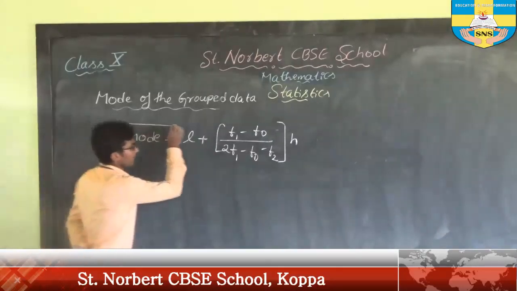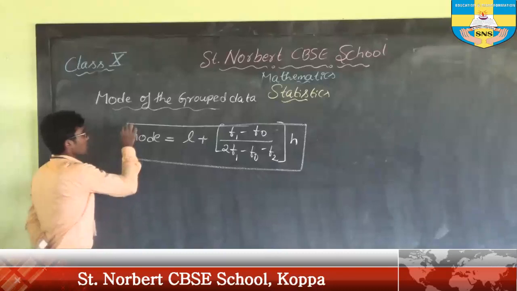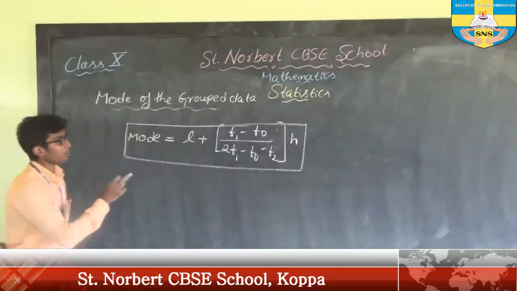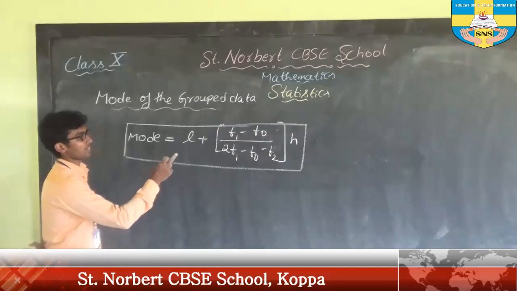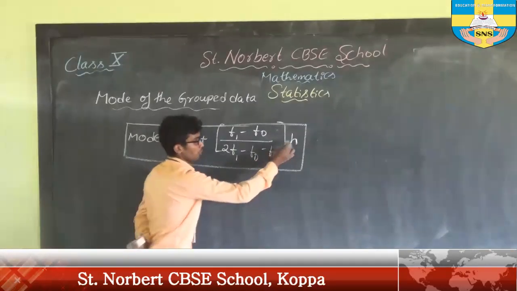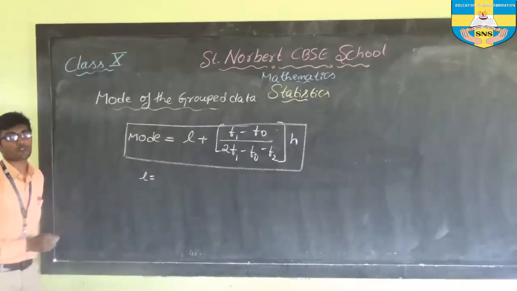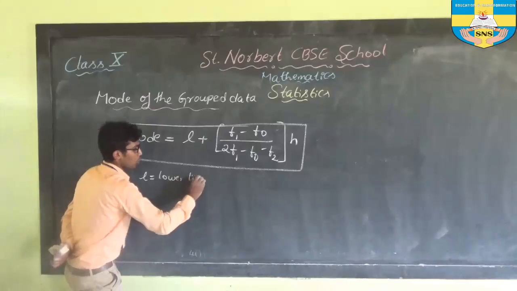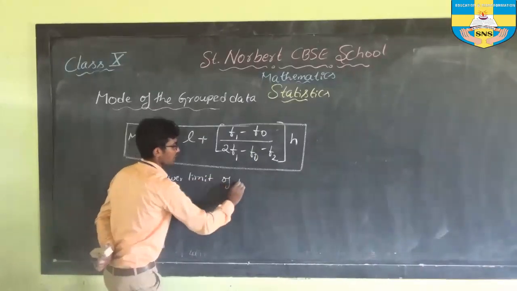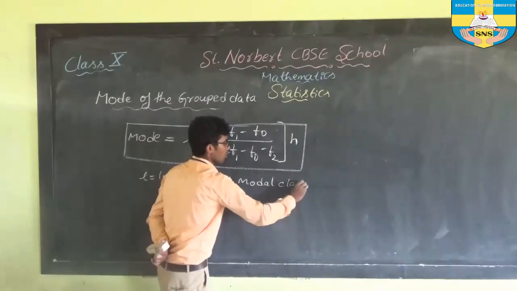Look at this formula again. You have to be very careful when you are writing this formula. Mode = L + ((F1 - F0) / (2F1 - F0 - F2)) × H. Again, what is L? L is a new concept for you. That L is nothing but the lower limit of the modal class. Lower limit of the modal class.